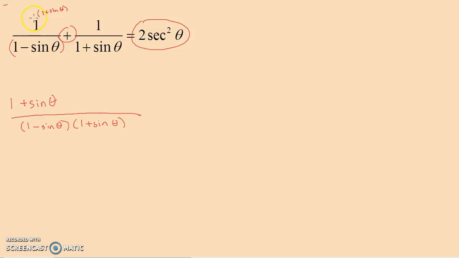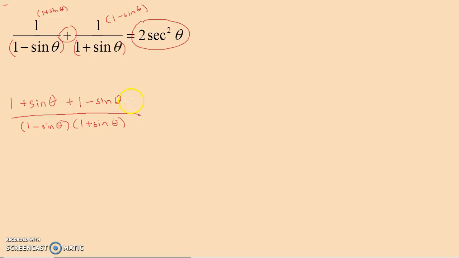All I have to do there is distribute that 1, right? 1 times 1 is 1, 1 times sine of theta is sine of theta. Okay, back here, this denominator has the 1 plus sine of theta. It needs the 1 minus sine of theta. So I'll multiply top and bottom by 1 minus sine of theta to get that common denominator. Now I'm just going to distribute. That's going to be plus 1 minus sine of theta.